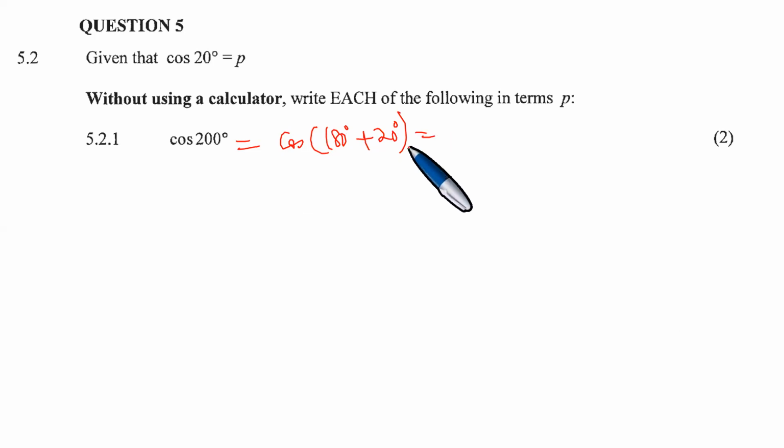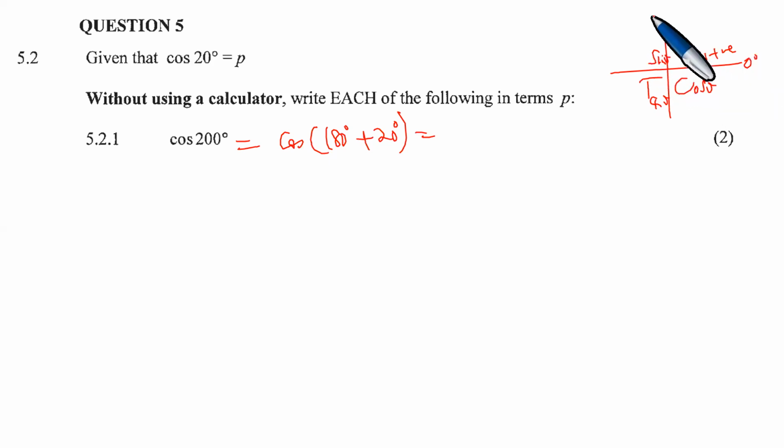In which quadrant is 180 degrees plus 20? This one is in the third quadrant. I need to pause for a second to talk about this CAST diagram. This one is cosine theta, this one is tan theta, this one is all positive, this one is sine theta.